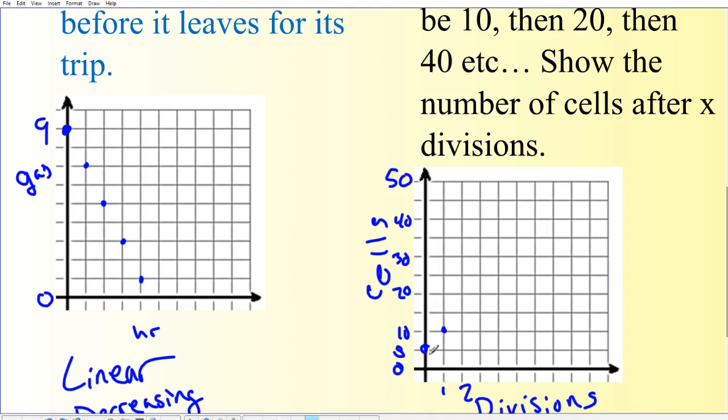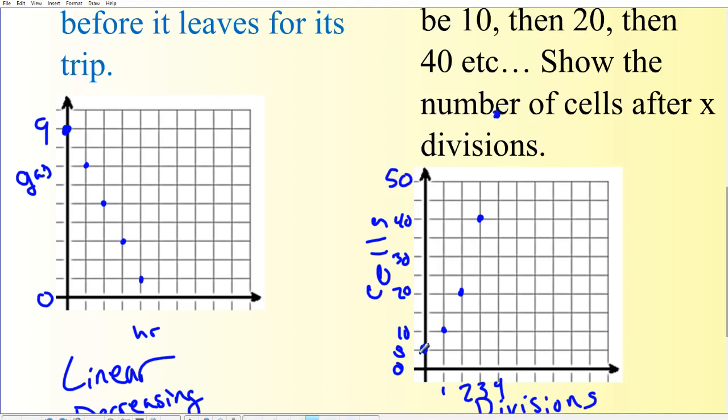There we go. Starts with 5. 1 division, it has 10. 2 divisions, it has 20. The next division, it would have 40. And the next division, if I could do it, would have 80.